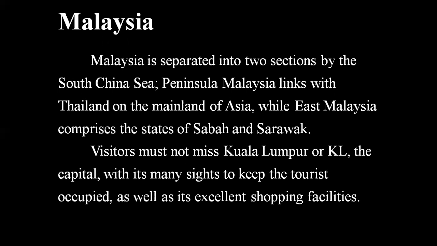Malaysia is separated into two sections by the South China Sea. Peninsula Malaysia links with Thailand on the mainland of Asia. Why does Malaysia comprise the states of Sabah and Sarawak?